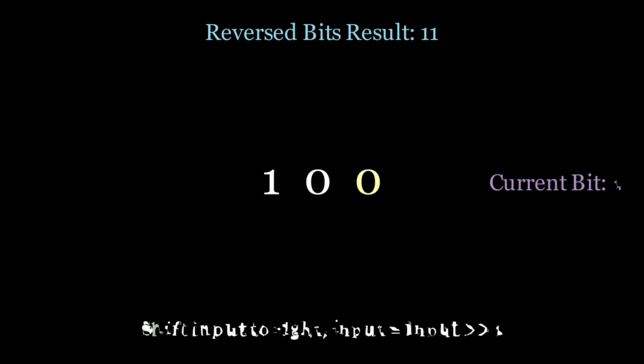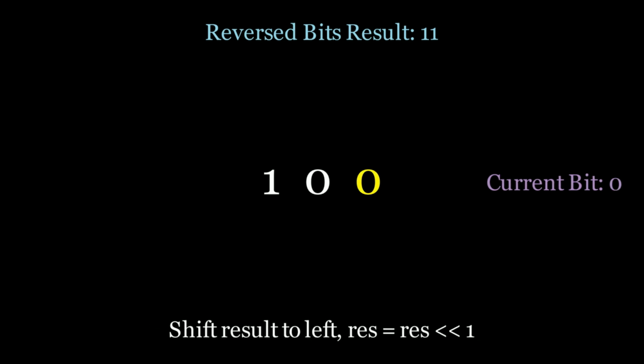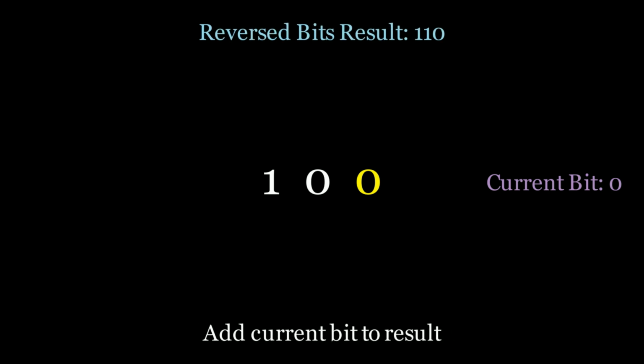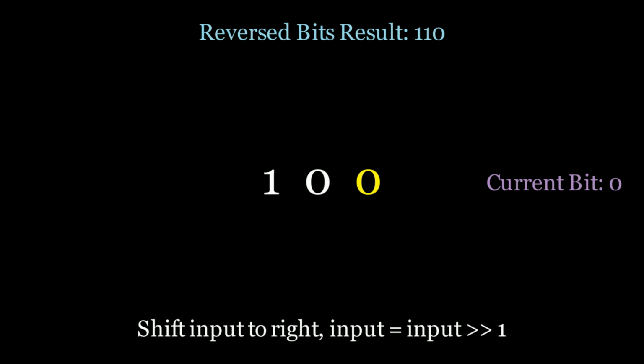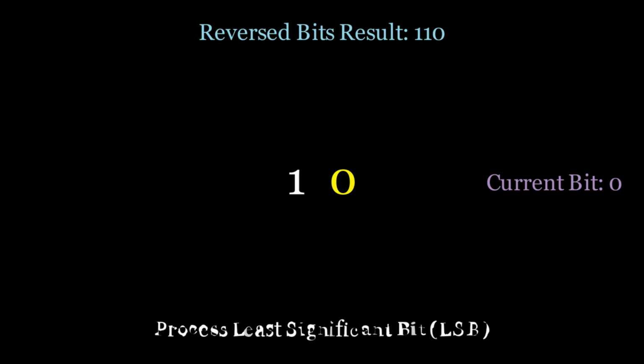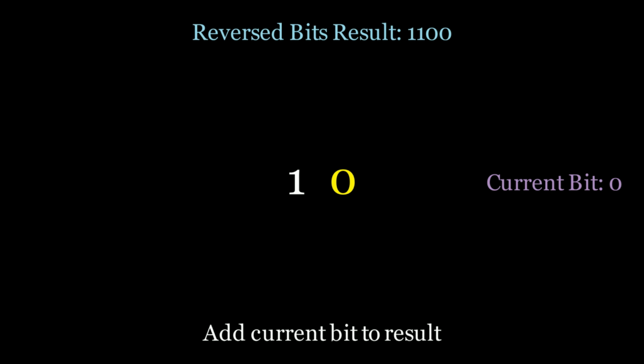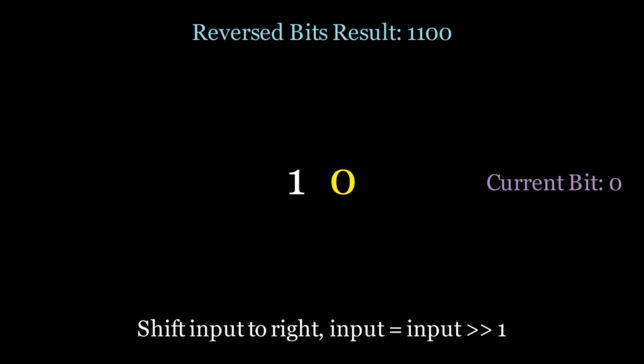Now we're gonna process the least significant bit, which is zero in this case. Let's shift our result first by one, so it becomes 110, and then we're gonna add the current bit, which is zero. In this case, it stays the same. Now we're gonna shift the input by one. Now we're left with 10. We process zero again. We shift our result by one, 1100, and we add zero. In this case, it doesn't change. Now we shift our input again.